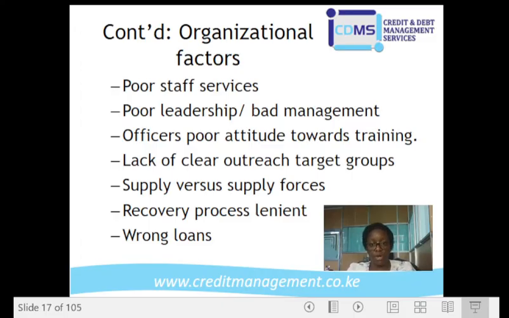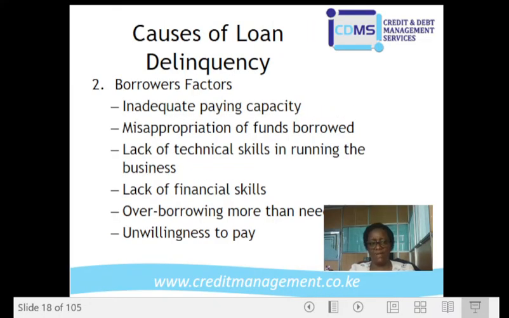The other factor is wrong loans. We can give a wrong loan, a working capital loan, which should be maybe 6 months. You start giving it for a longer period of time, and maybe it has high interest, so it becomes stressful even to the borrower, and they are unable to service the loan. Or you give a loan for an asset which is not yielding any income, and then we expect payment within a short period of time. So wrong loans also lead to non-payment.